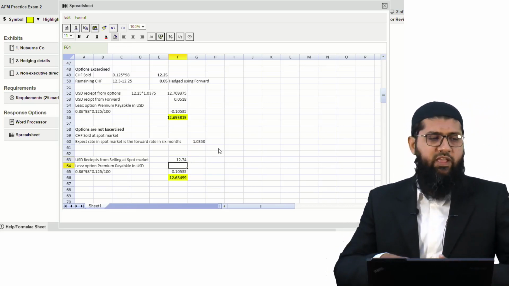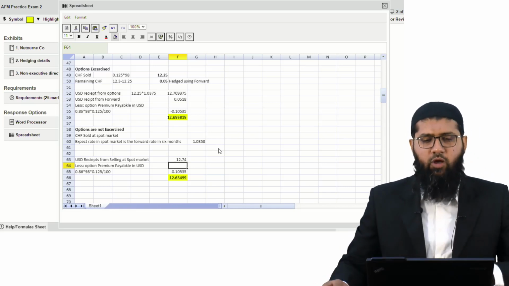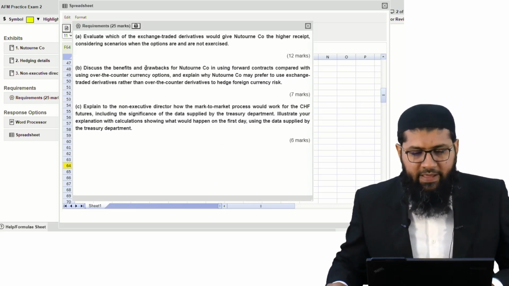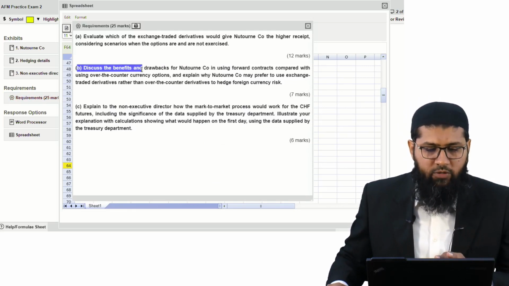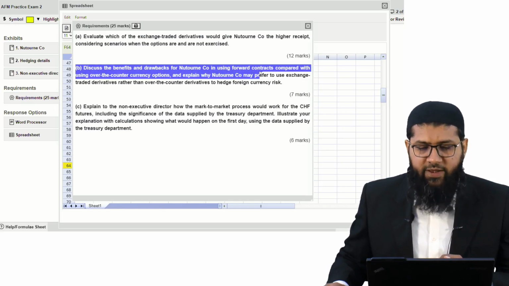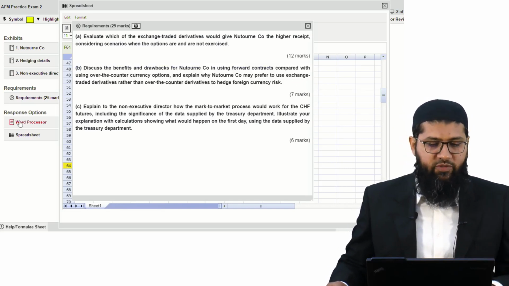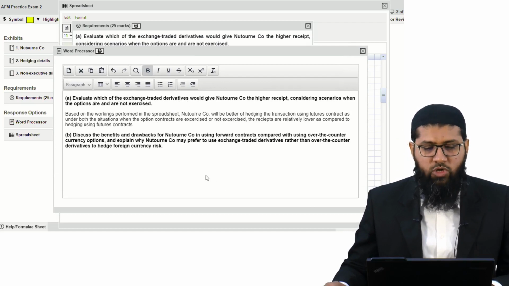Okay, any other question on this, please, so that I can move forward now? Okay, seems like all is well. Now, let's move a bit forward. Next it says, discuss the benefits and drawbacks of Nouturne company in using forward contracts compared with using over-the-counter currency options. And explain why Nouturne company may prefer to use exchange-traded derivatives rather than over-the-counter derivatives to manage foreign exchange risk. Now, this is simply a sort of textbook type of question, but still I'm just going to do a bit of it.